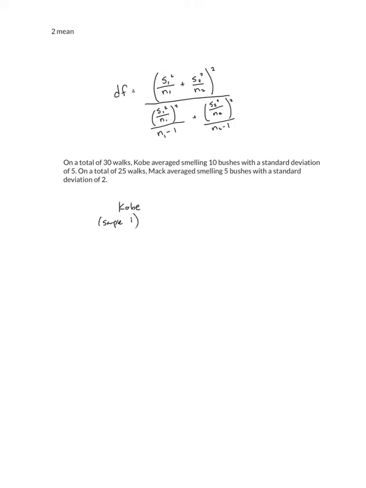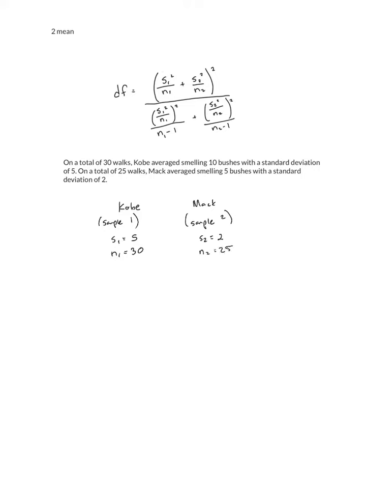And so I'm going to list, I'm going to skip x bar because I don't care about that. I'm going to list S1, which is 5, and N1, which is 30. The reason I'm leaving off x bar is because I'm not using it. I'm only calculating degrees of freedom. Mac will be sample 2. S2 then will be 2, and N2 will be 25.